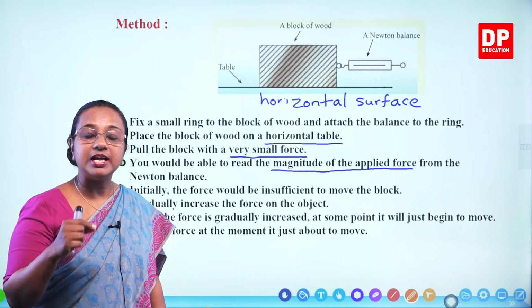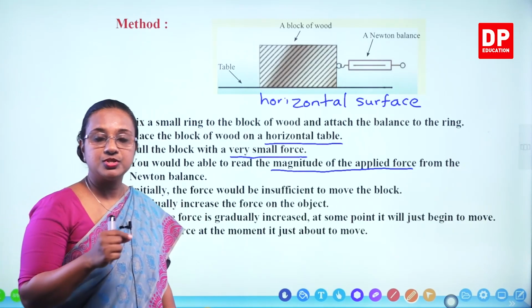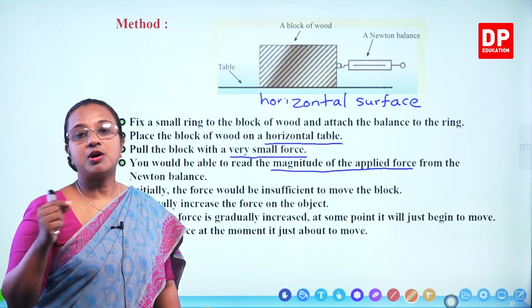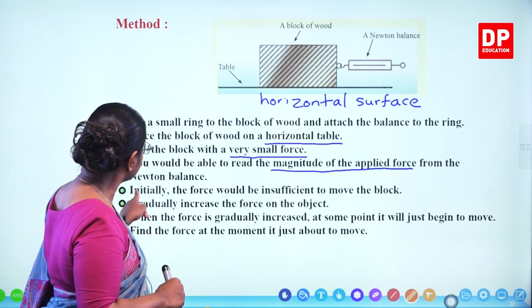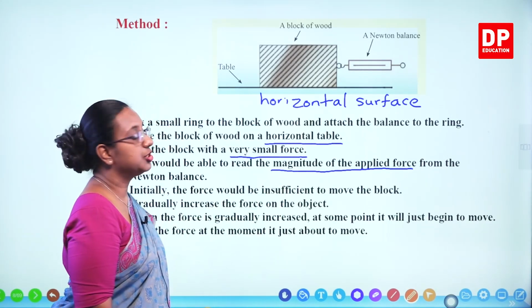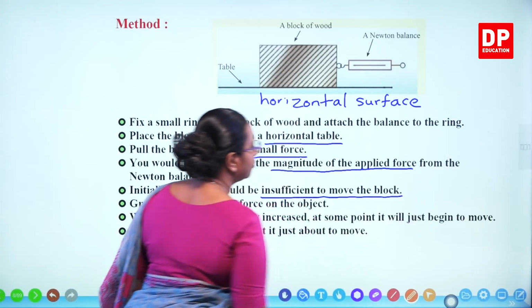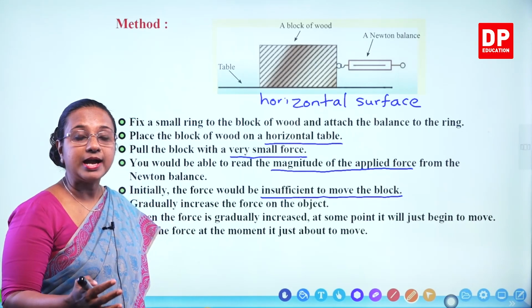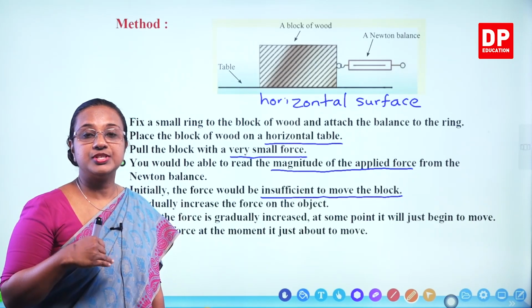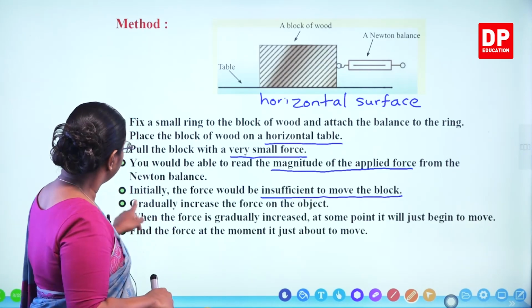You don't have to write down all the forces, but you need to write down the force just when the block starts to move. Initially, the force would be insufficient to move the block. So it will not be enough to move the block. Why? The frictional force is balancing the applied force.